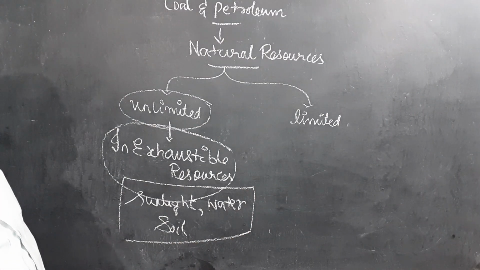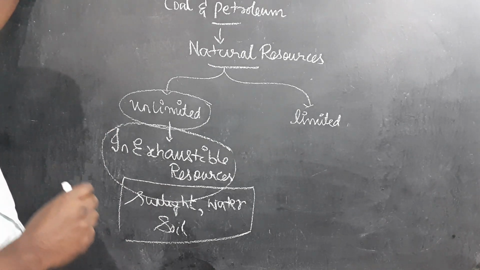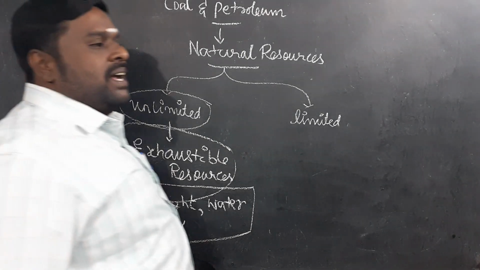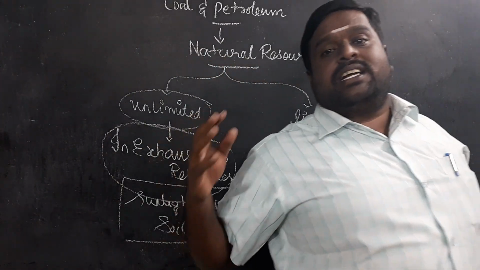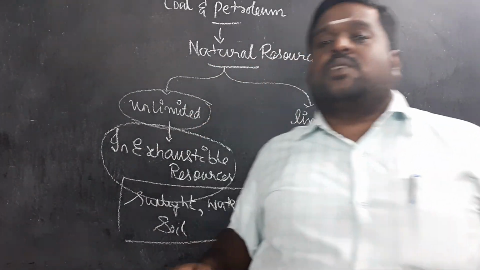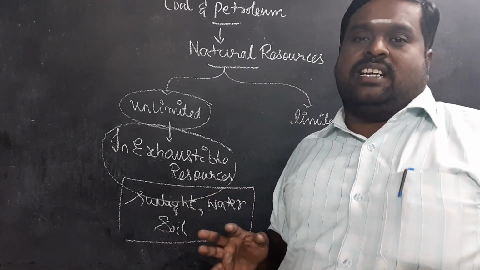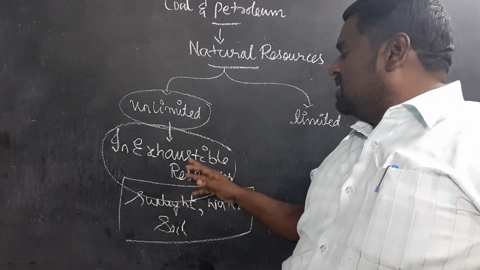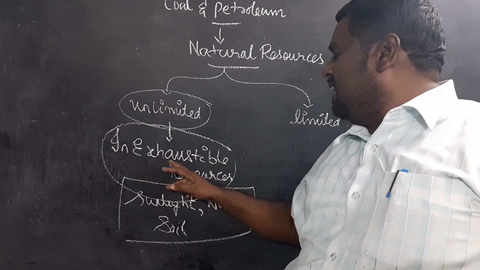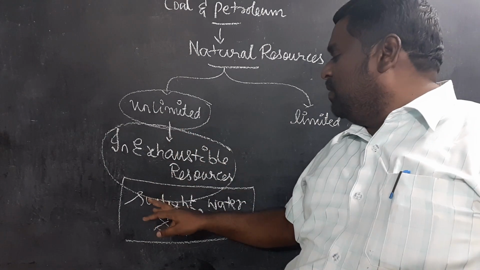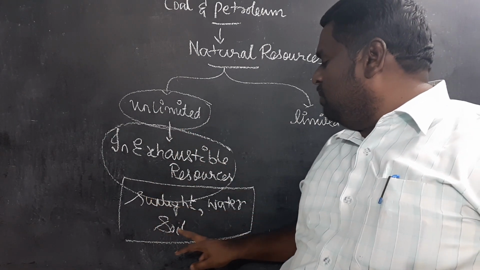Inexhaustible resources. As human activity takes place, and it is an unlimited resource, these never get exhausted. Such resources are said to be inexhaustible resources, and they are of unlimited quantity. Very good examples are sunlight, water, and soil.